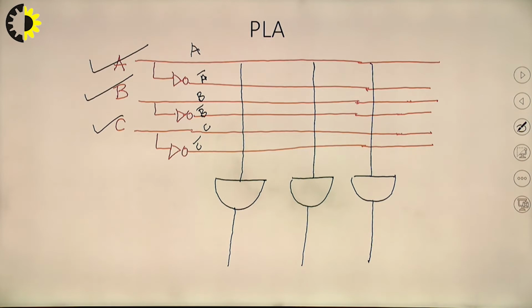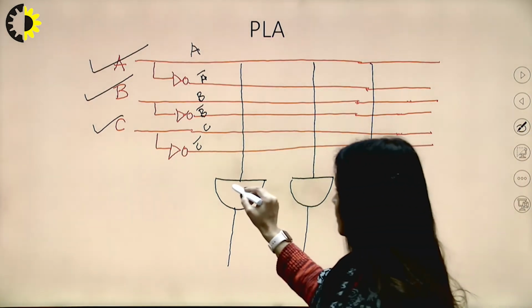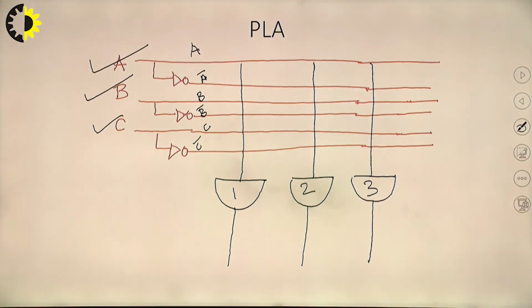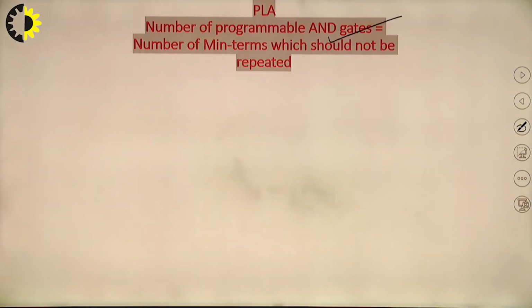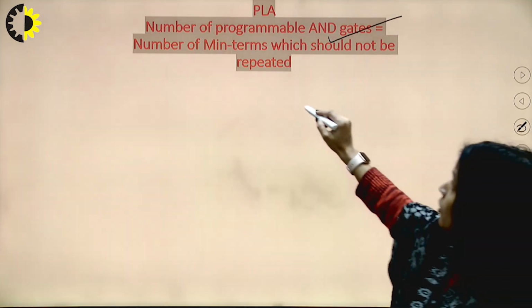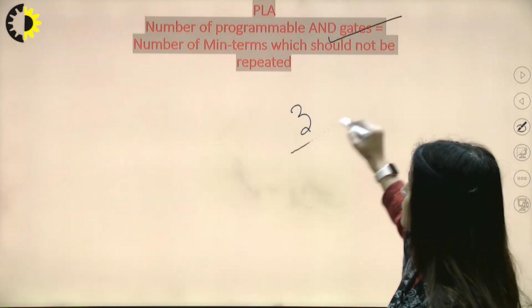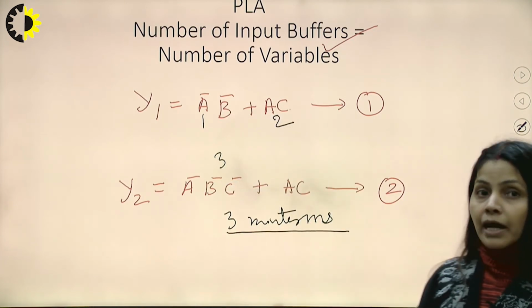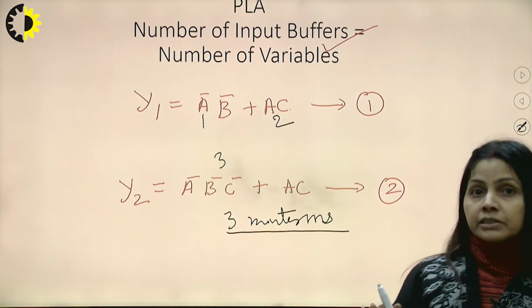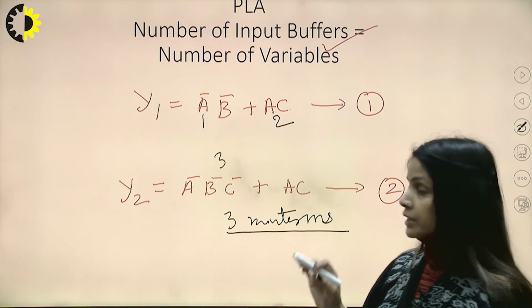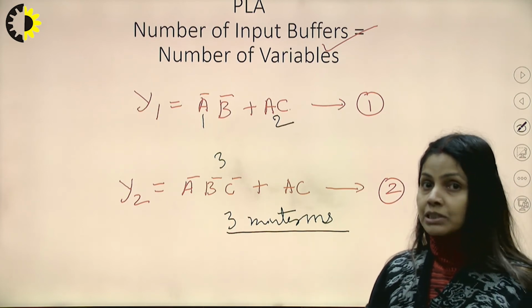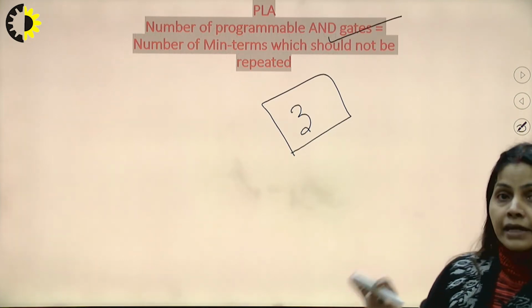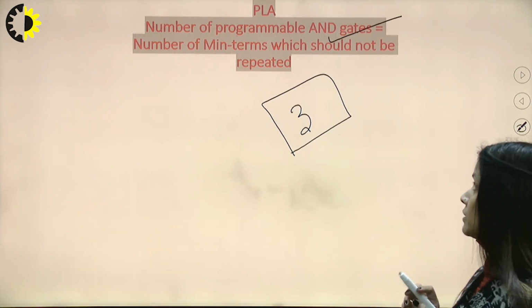So we have drawn a number of AND gates, 1, 2 and 3. Okay. So the number of programmable AND gates is 3, because here we are having 3 minterms and each minterm is individual in itself and no minterm is being repeated. So we have drawn the 3 AND gates to our PLA circuit, right?